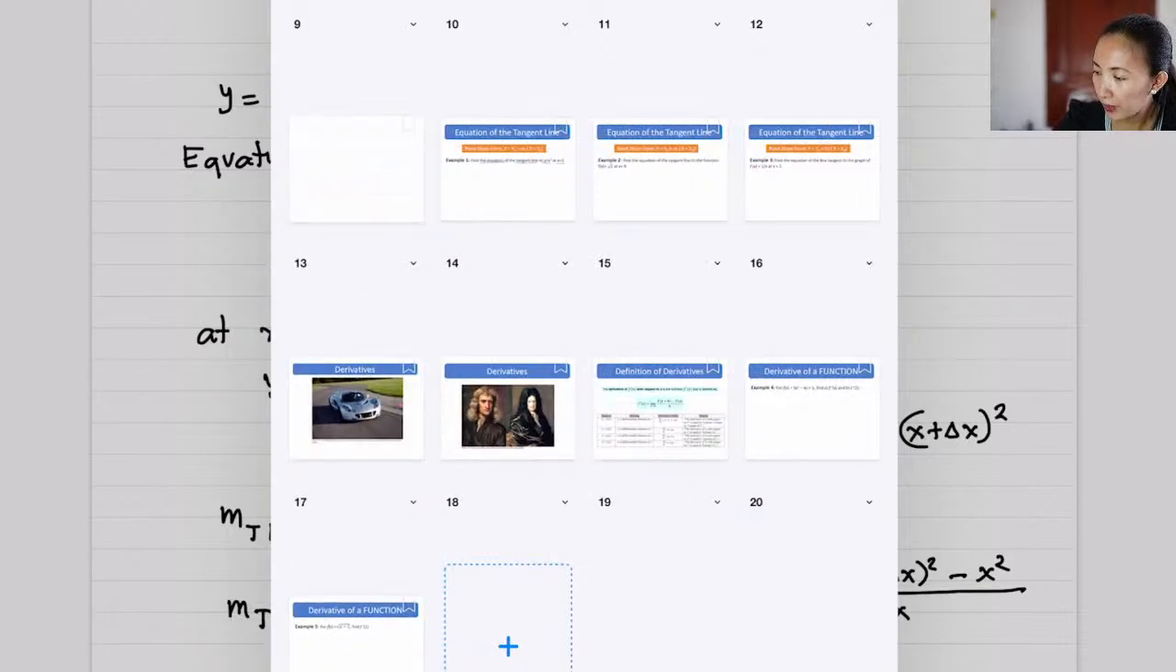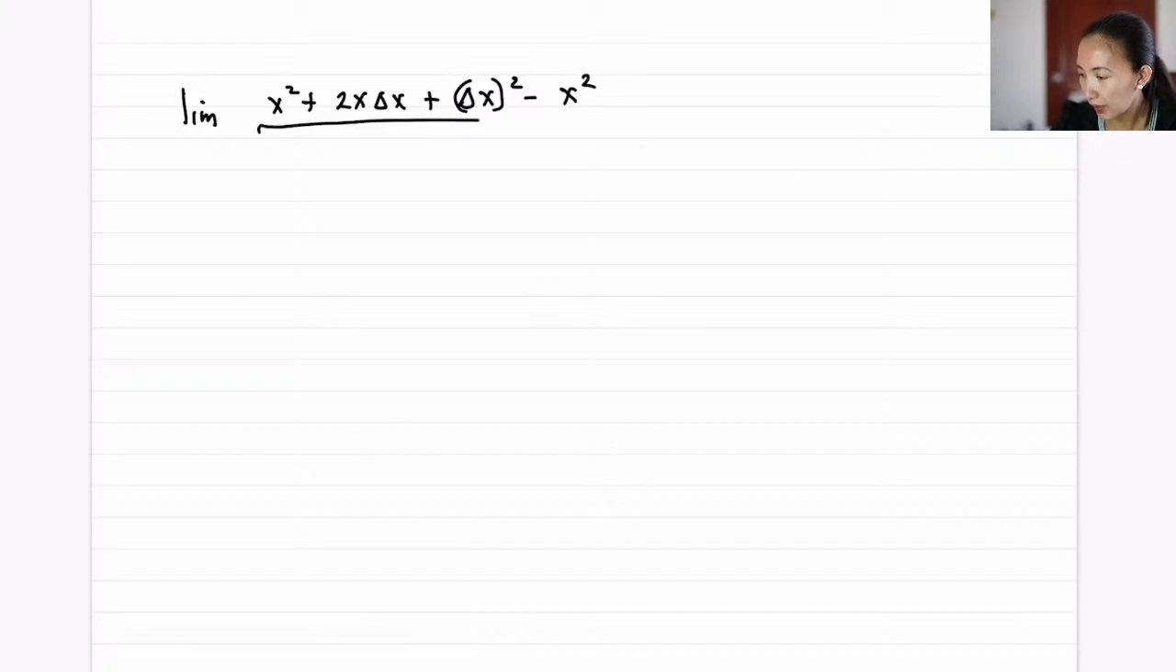Let's copy. Limit of x squared plus 2x delta x plus delta x squared minus x squared, all over delta x as delta x approaches 0. So this is now our slope of the tangent line. But we're not done yet. We continue simplifying it.